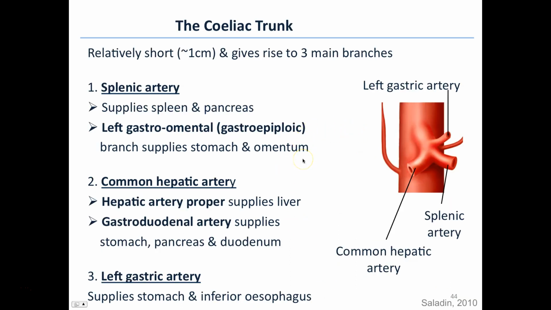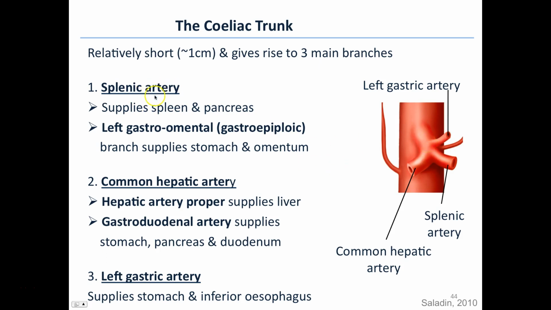The celiac trunk, as I said, trunk meaning it gives rise to further branches. So really the celiac trunk or the celiac artery is only about 1 centimetre long, and then it gives rise to three main branches. These branches are the splenic artery, the common hepatic artery, and the left gastric artery. So those are the three subsequent branches from the celiac trunk.